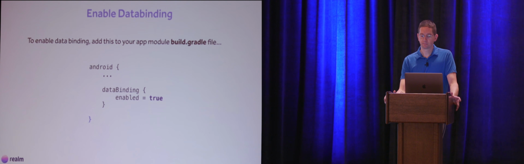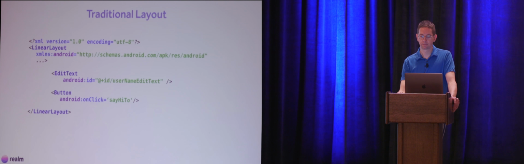Okay, so let's start with a quick intro to getting started. To enable data binding in your project, in your app module's build.gradle file, there's an Android section, obviously, where you have a lot of configuration. To enable data binding in your project, you just have to add a section for data binding and set it to enabled. This will do everything that you need to make sure that you can start building data-bound applications.